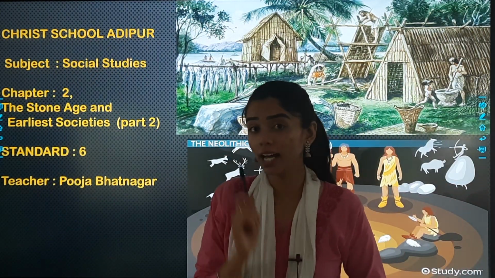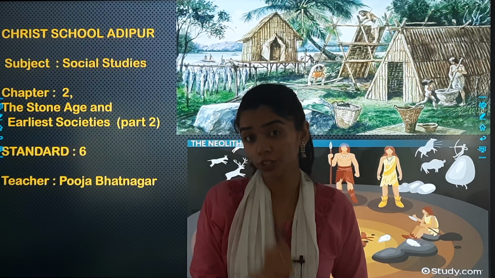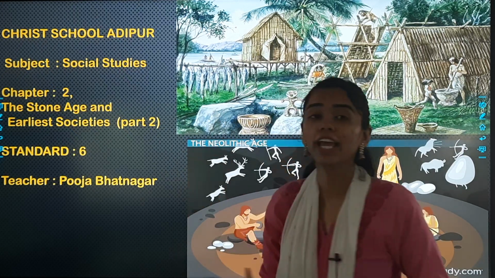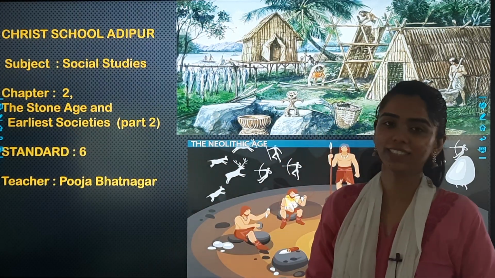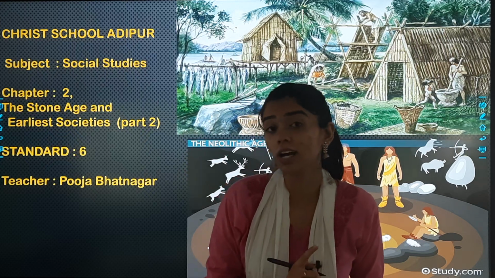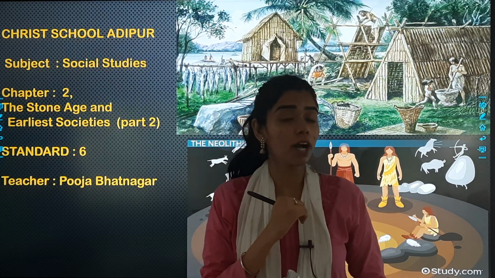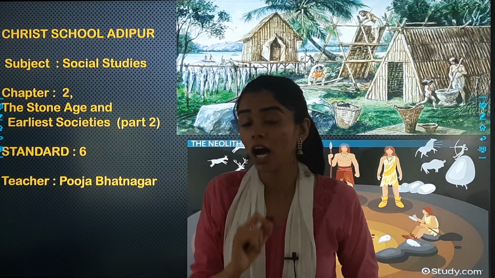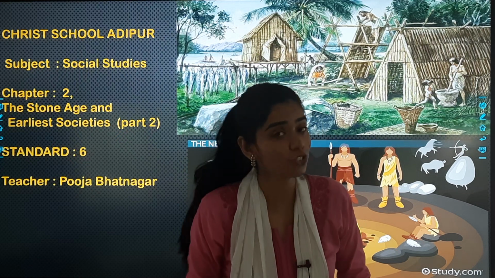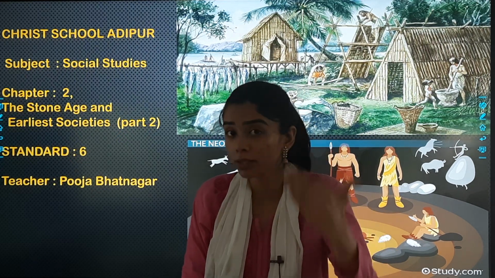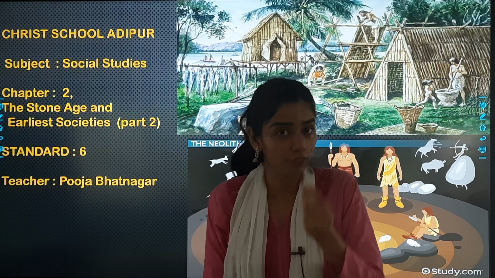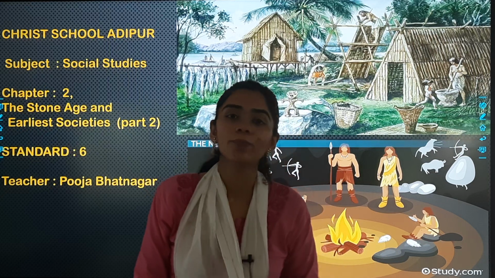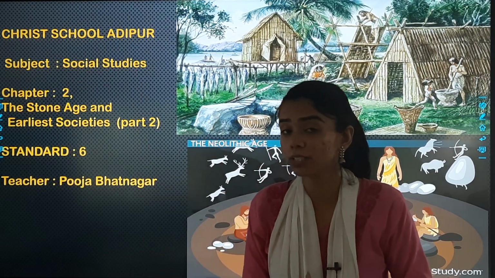And you remember in the last class we had started with a new chapter, chapter number 2, the Stone Age and the Earliest Societies. In the last class, the introduction part, we discussed how humans have evolved and how we are going to study about this in this chapter. Okay, humans का evolvement कैसे हुआ, कैसे उनकी development हुई, उनकी food eating habits, weapons जो वो use करते थे, all that we will discuss in this chapter, right?